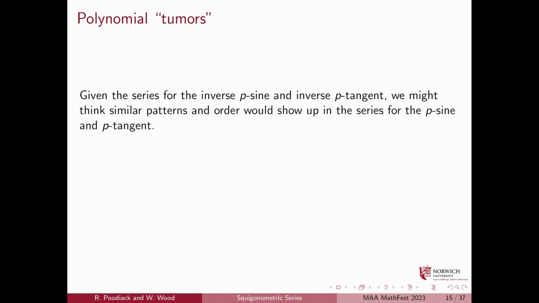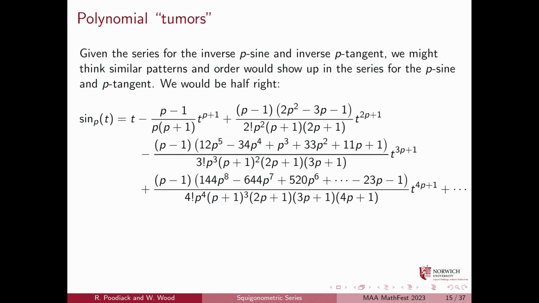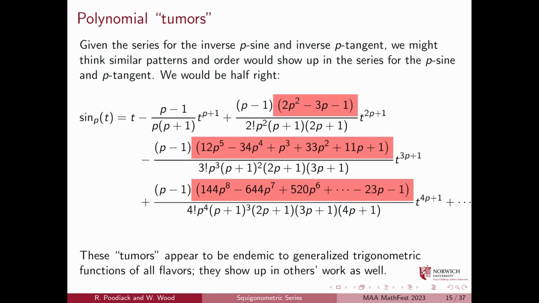Now, given the series for the inverse p sine and inverse p tangent, we might think similar patterns would show up in the series for the p sine and the p tangent. And you may notice that title up in the corner. And here's the issue. These series grow what I've been calling polynomial tumors. There's patterns, and then there's something, and we would be half right. And these things are what I'm talking about.